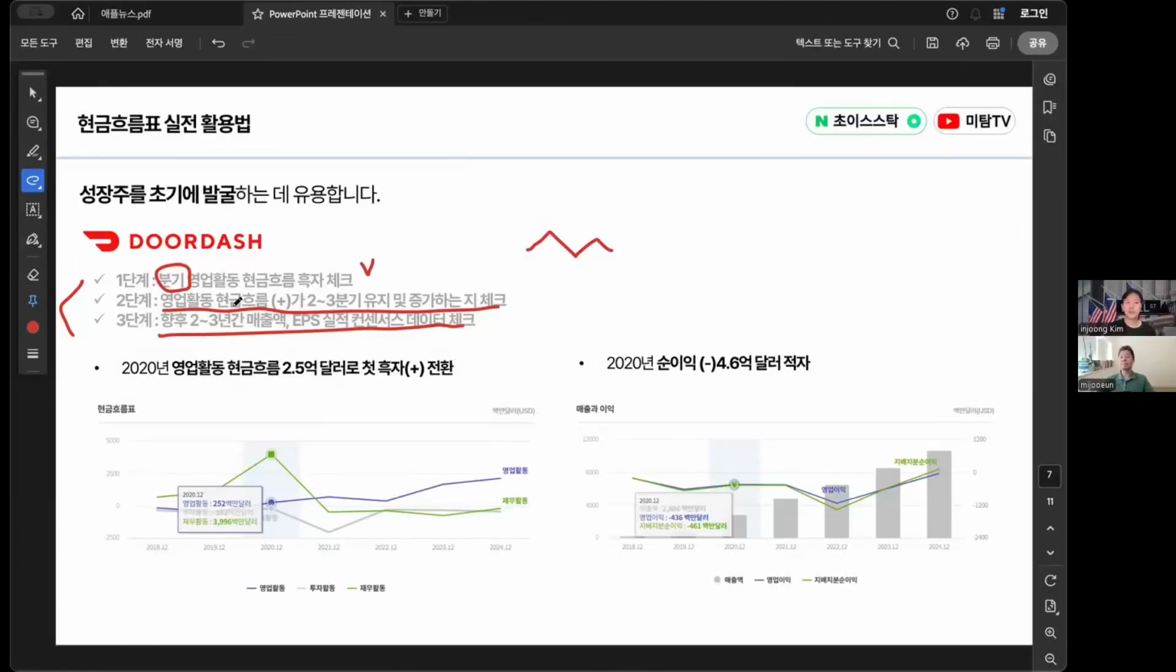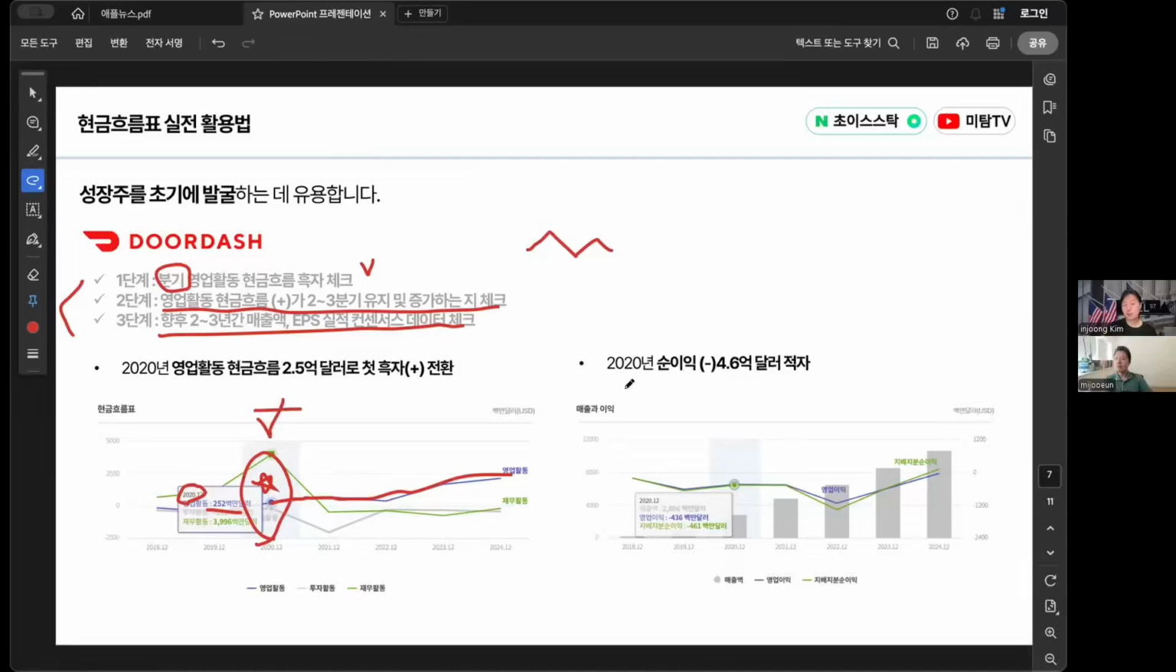This is Doeo Daishi. In the case of this company, it has also grown a lot. This annual data for 2020 shows the cash flow from operating activities turned positive for the first time, reaching $250 million. The operating cash flow continued to increase and remained positive from then on. It was in December 2020 that it turned positive for the first time.